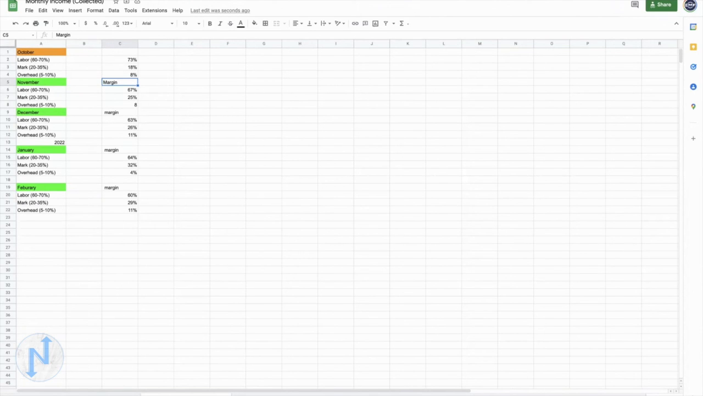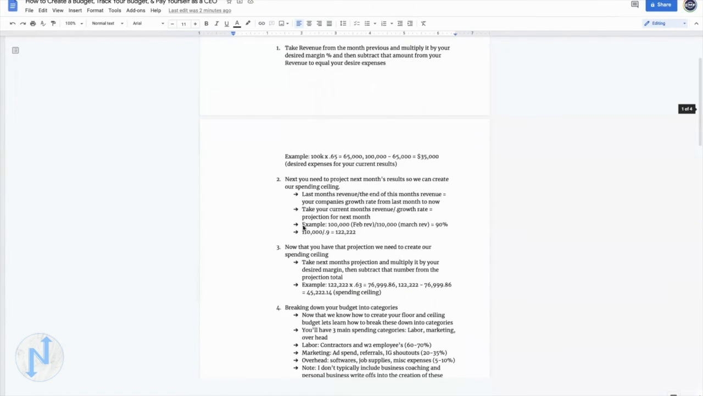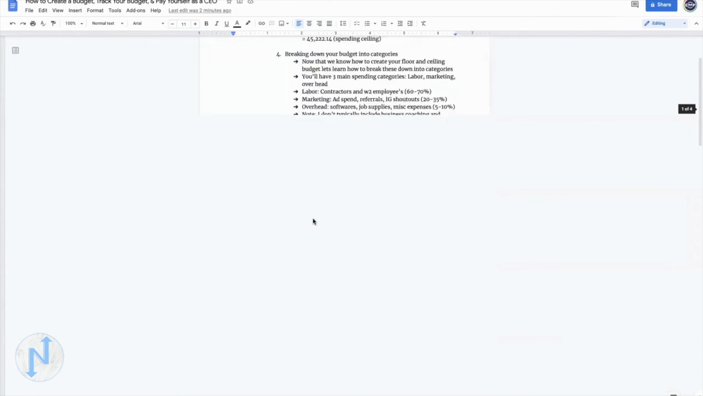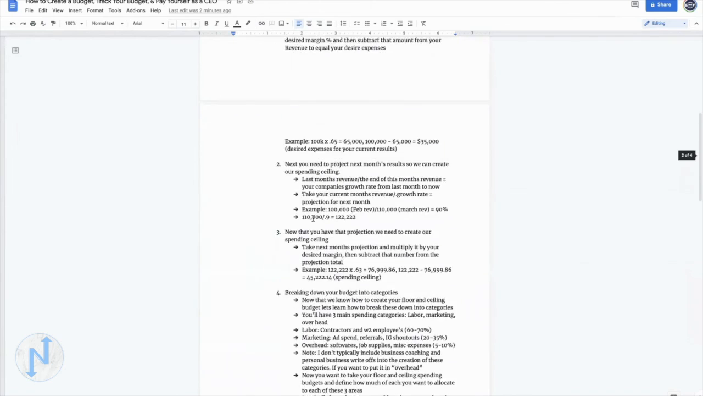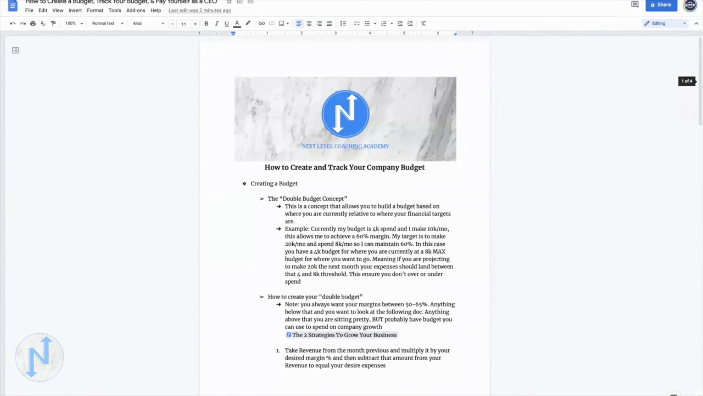Okay. So that's really it. That's how to create your budget. That's the process every single month. That's how to track it. That's the budget board. This is an extremely, extremely useful process inside your business. So have at it and let's get it.